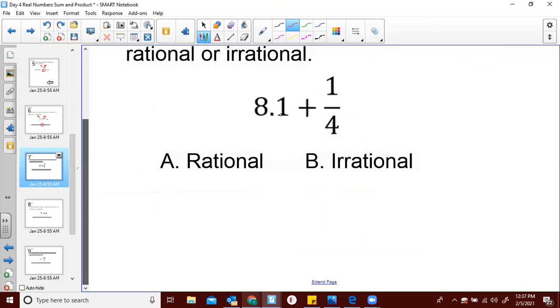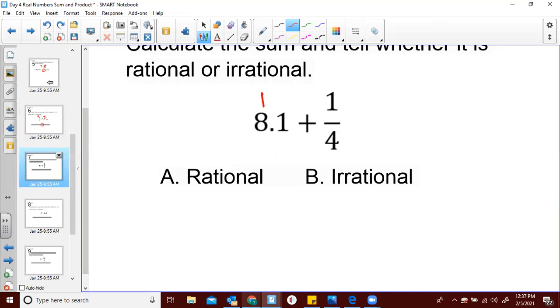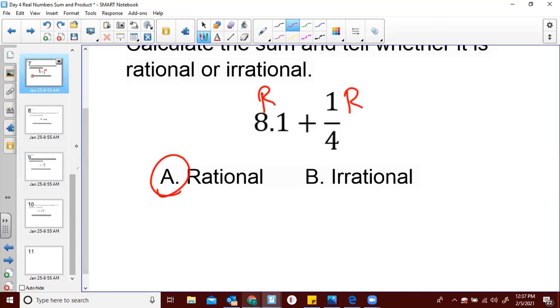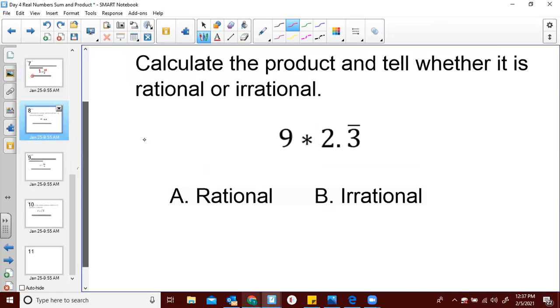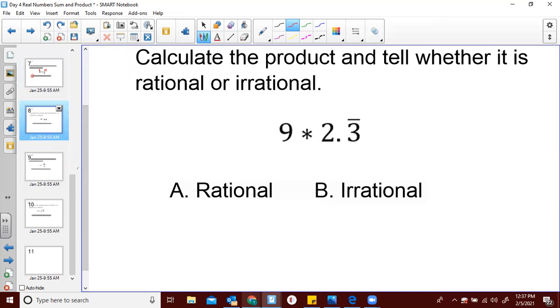All right, here I've got a decimal that terminates. So this is rational. And I have a fraction, which is also rational. So my answer is rational. I have the number 9, which is rational. This is a natural number, a counting number, which is in the subset for rational numbers. I have 2.3 with the line over the top. When I have that line over the top, it means that this is repeating, which means that it is also rational. So my answer again, rational.